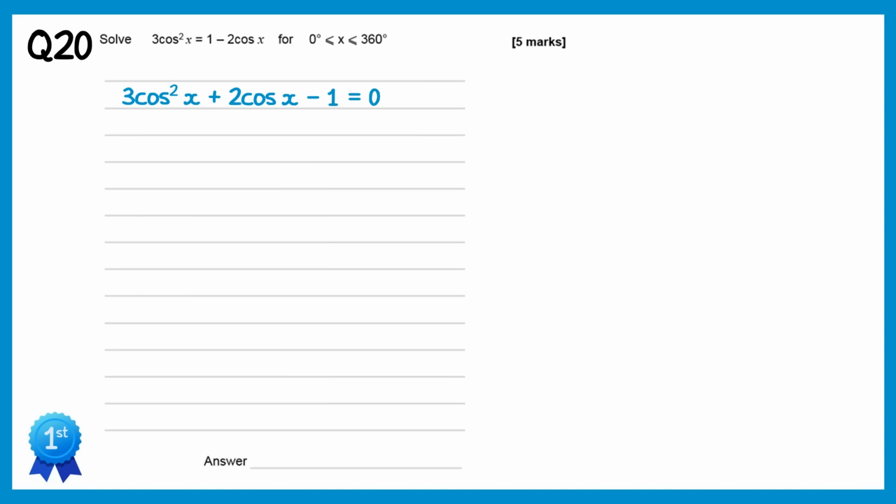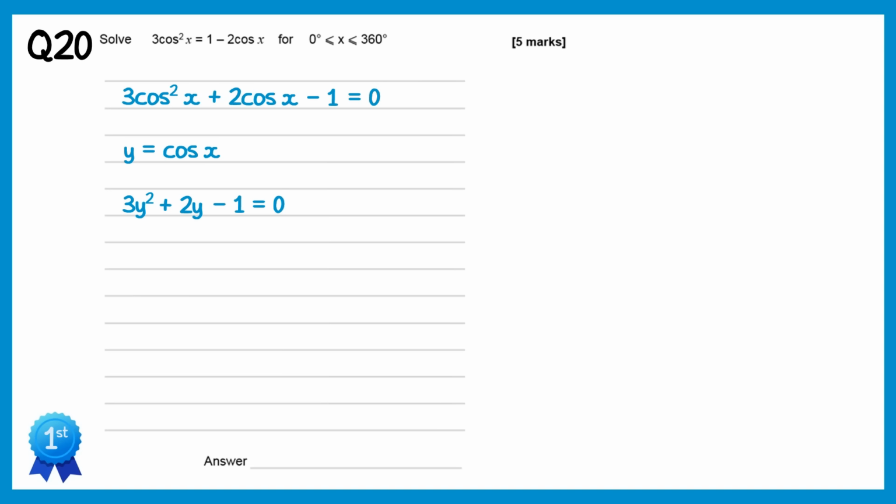This is actually a quadratic equation in cos. To make this a bit easier to see, we're going to substitute y for cos x. So instead of 3 cos squared x, it's 3y squared, and instead of plus 2 cos x, it's plus 2y, and then minus 1 equals 0.